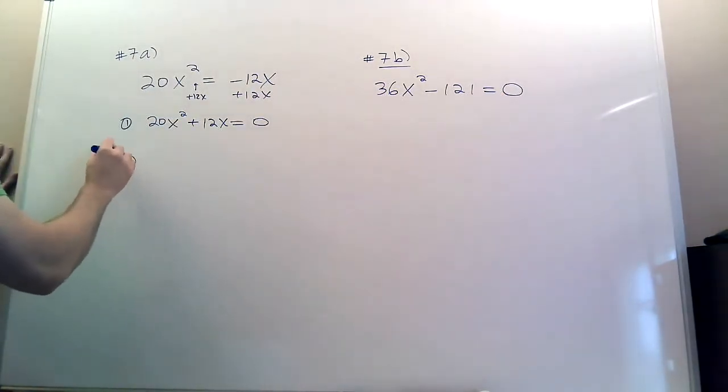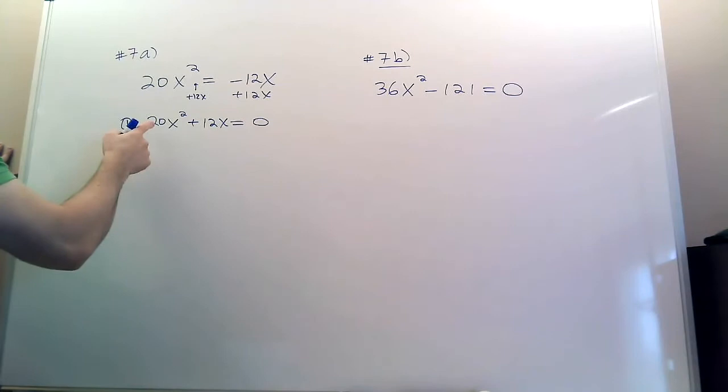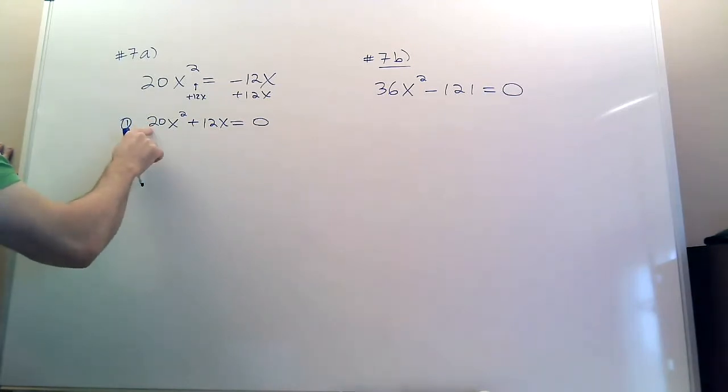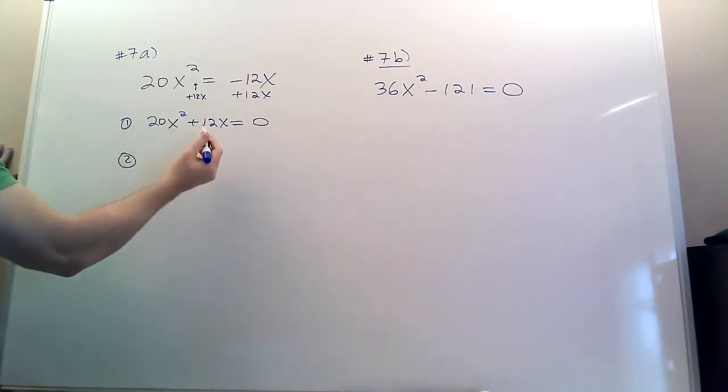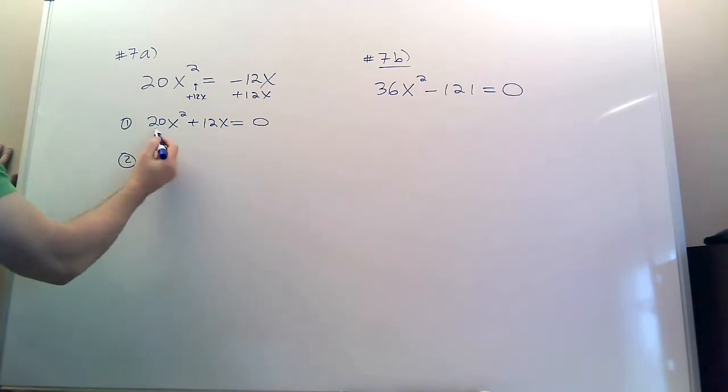Now, step 2 tells you to factor it. I'm looking for the largest number that divides 20 and 12. 12 is divisible by 2, so is 20. 3, no.